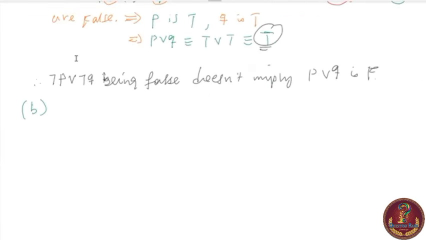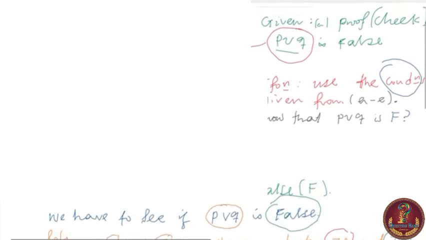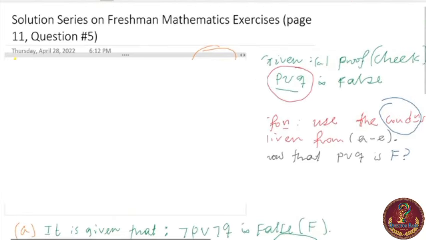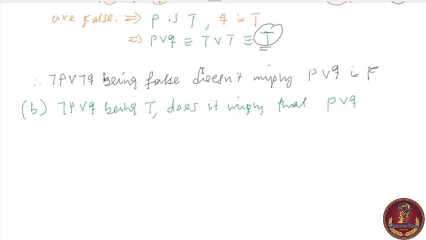So part B, it is given that negation of P or Q is true. Does it imply that P or Q is false? Okay, this is the question. The condition is here: negation of P or Q. It is a disjunction here. So in general, can we say that P or Q is false whenever negation of P or Q is true?